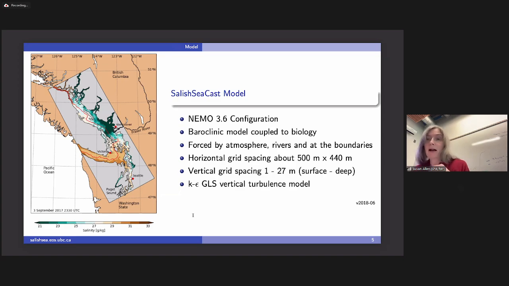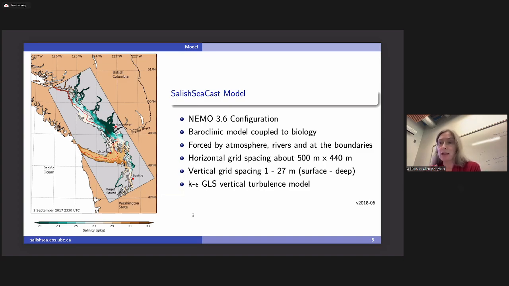We use a NEMO model to model this region. The gray box shows the model domain. This is a full baroclinic model coupled to biology, though I won't talk about the biology today. It's forced with realistic atmosphere, rivers, and boundary conditions. The horizontal grid spacing is about 500 meters by 440 meters, so we are resolving most of the stirring in the horizontal. The vertical grid spacing is 1 meter near the surface and 27 meters at depth.